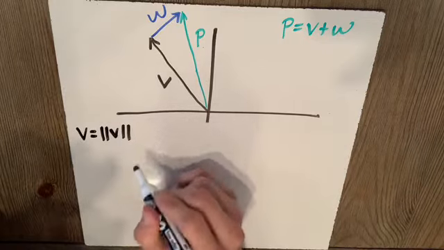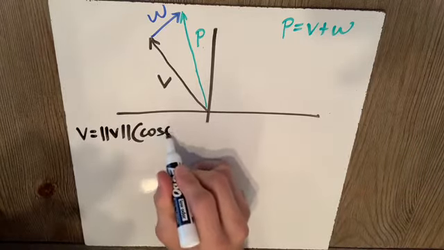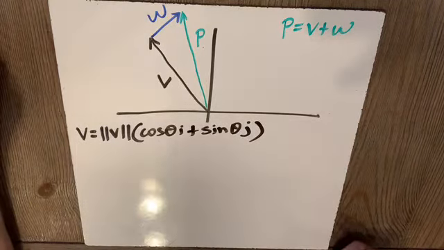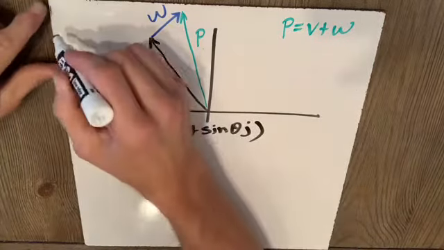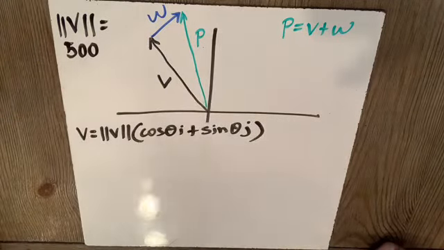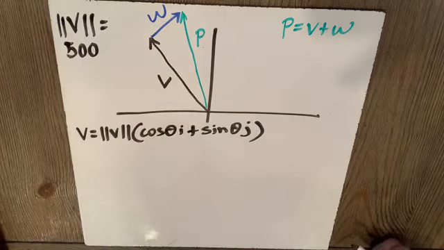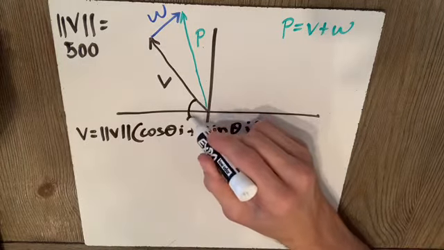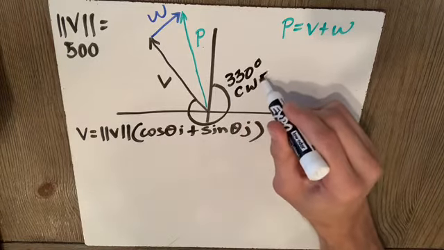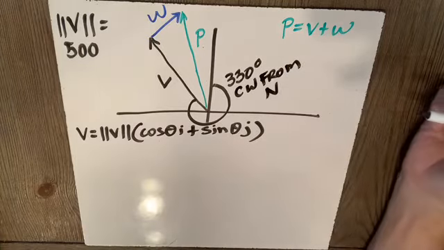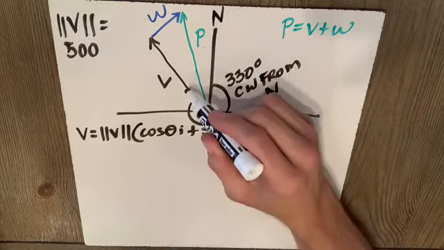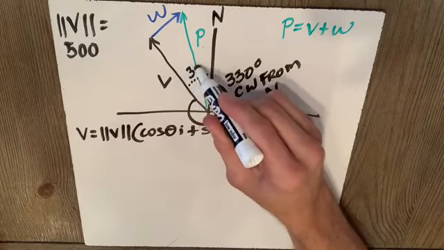and let's write it in polar form: cosine theta i plus sine theta j. Now we've got to figure out what's going on with V. Well, they told us that the plane is going at a speed of 500 miles per hour. So the magnitude of V is 500. Now the bearing here is 330 degrees clockwise from north. They just said 330 degrees, but we have to understand that's clockwise from true north. If that's 330 degrees, then this little wedge of cheese here is 30 degrees.